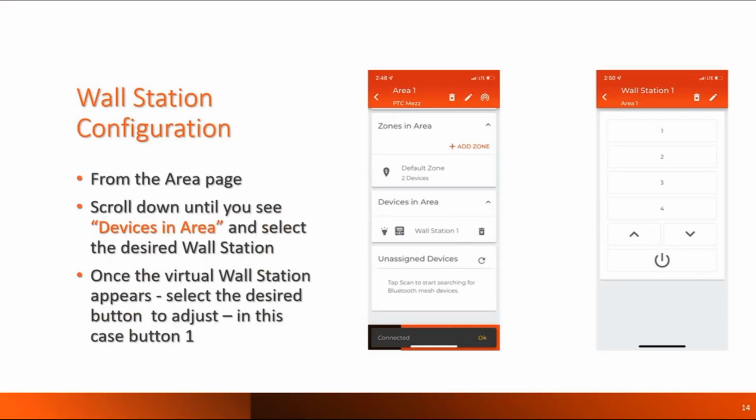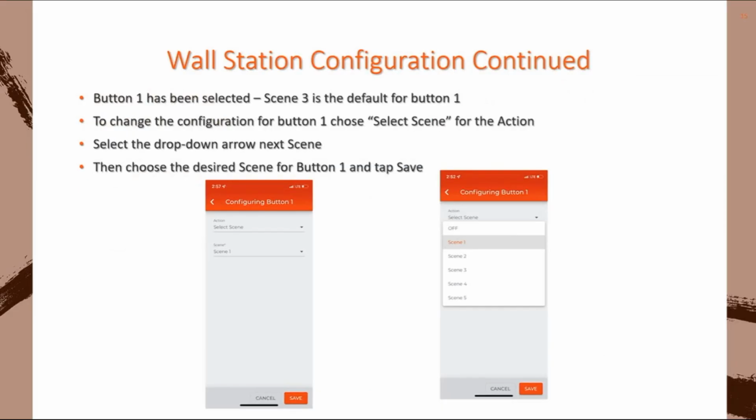Now once our scenes are set up, we can push them out to our wall station. From the area page, about midway down, see Devices in Area and select Wall Station. You will then see our virtual wall station, and we are going to select, in this case, button 1.